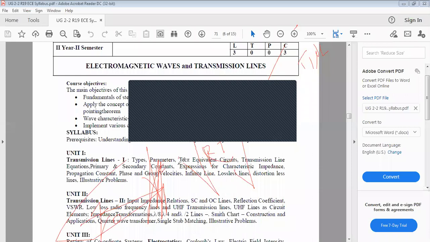Okay, and next one, T and phi equivalent circuits. I will show you in the next class. It's very simple. That is the equivalent circuit of RLGC, right? This is the R, this is the L, this is the G, and this is the C.